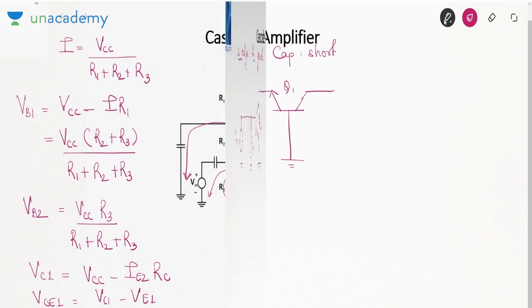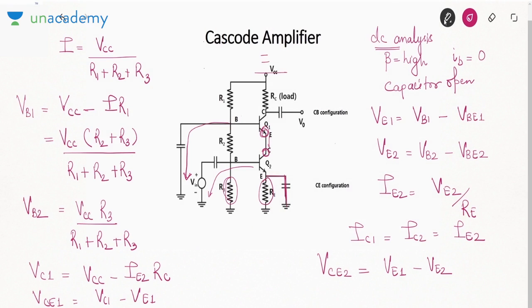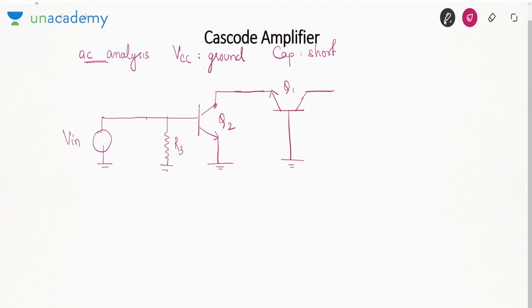Now see this. VCC will also be grounded. Now this base is grounded and this terminal is also grounded. That means this R1 is short circuited because both the terminals of R1 are connected to ground. What about R2? R2 is connected between the base of Q2 and ground.